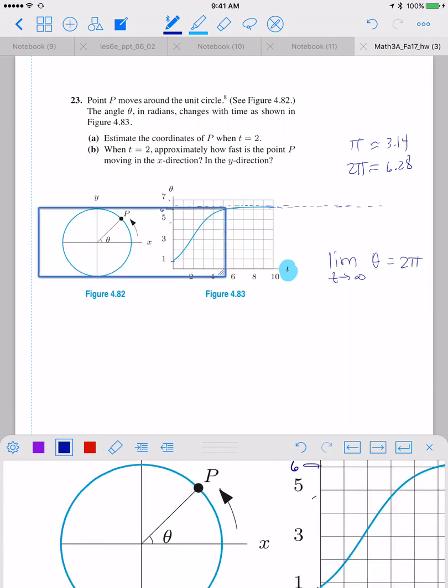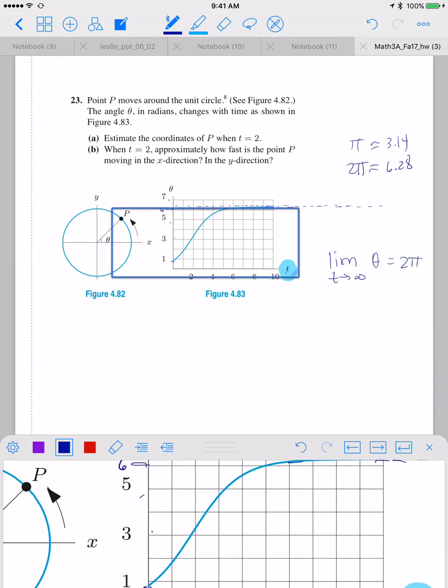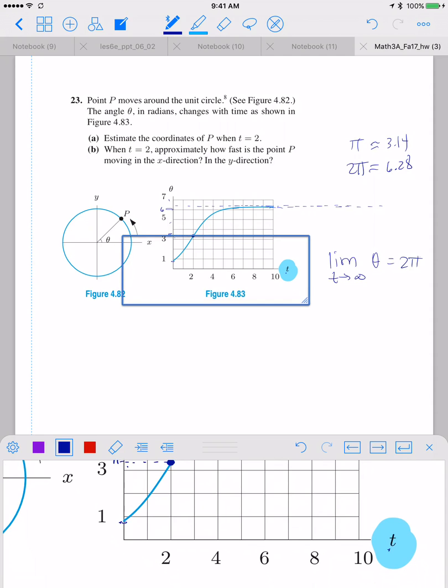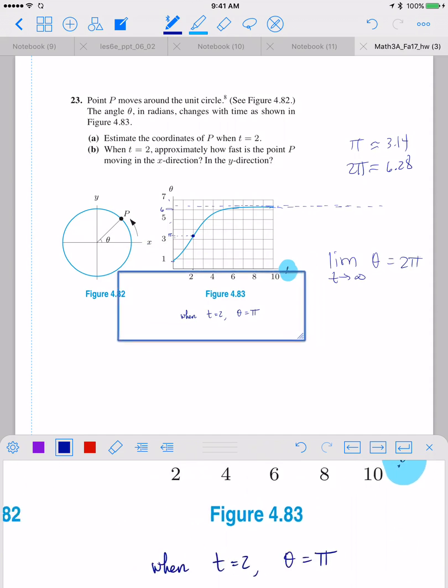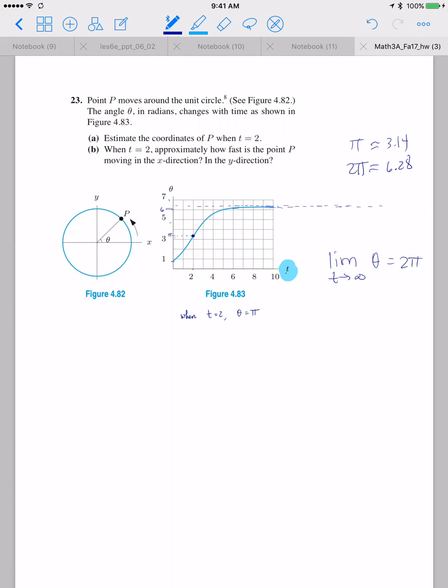Looking at this graph, where is the point as time goes around? Let's see here. Where's pi? Pi is approximately 3.14, right? So maybe here's pi. Now, this means that when t equals 2, theta is equal to pi. So it takes the point 2 seconds to get around. Here's where the point is starting, right here. So in 2 seconds, it moves to pi. Okay? And then it moves a little further.